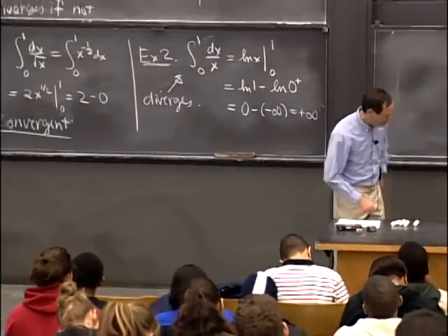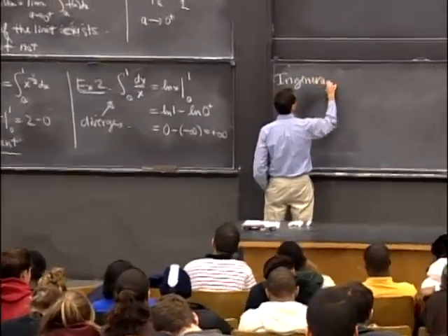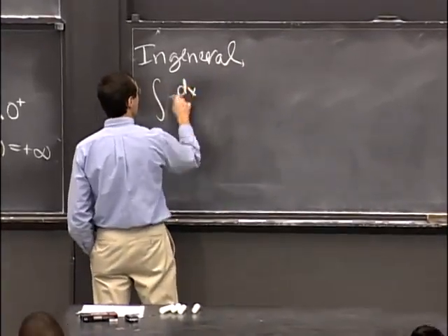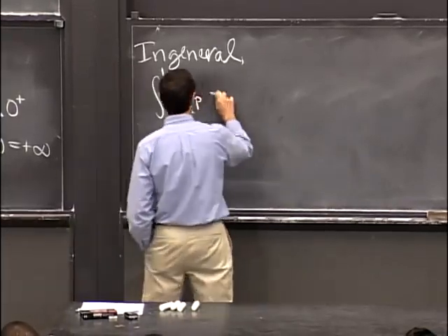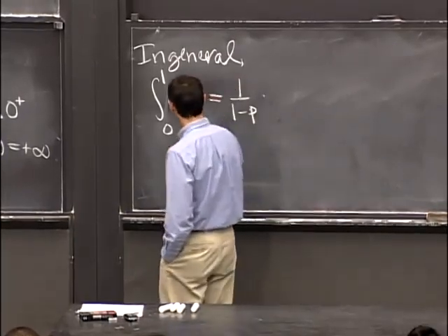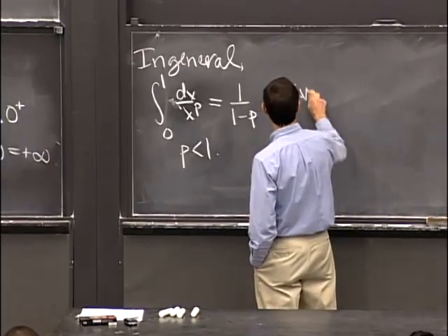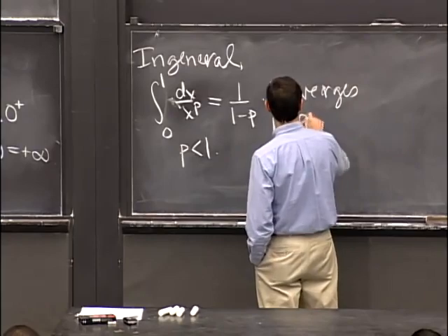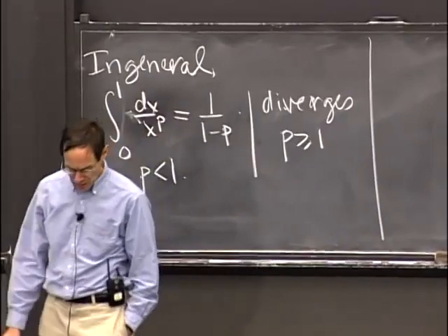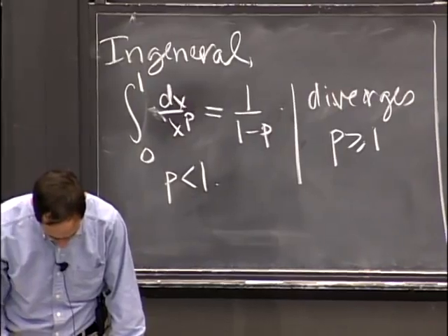All right, so more or less in general, for powers anyway, if you work out this thing for dx over x to the p from 0 to 1, what you're going to find is that it's 1 over 1 minus p when p is less than 1, and it diverges for p bigger than or equal to 1. Well, that's the final result. If you carry out this integration, it's not difficult.